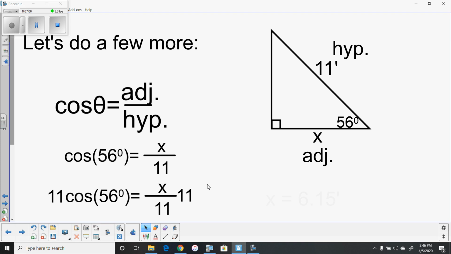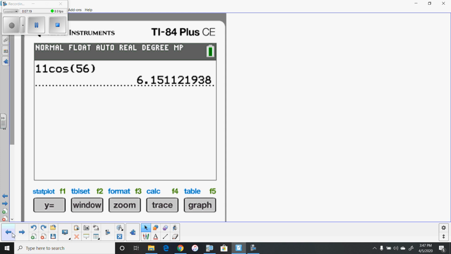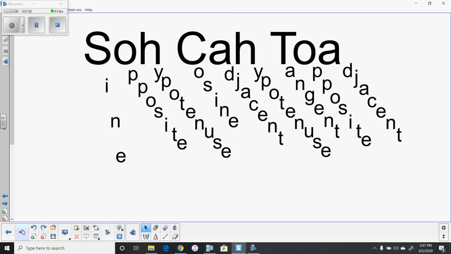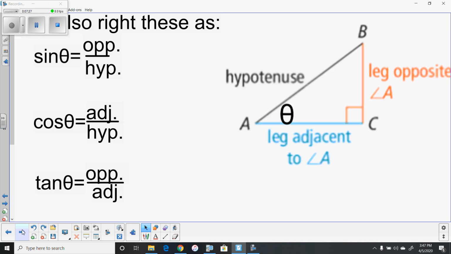So it's just an algebra problem at this point. To undo dividing by 11, I multiply both sides by 11. And I can directly put that into the calculator. 11 cosine 56, just like that. And we get 6.15 feet. Don't forget the units.